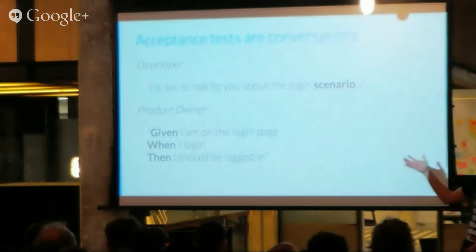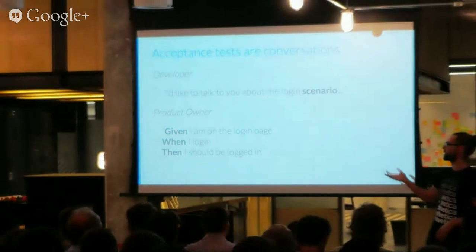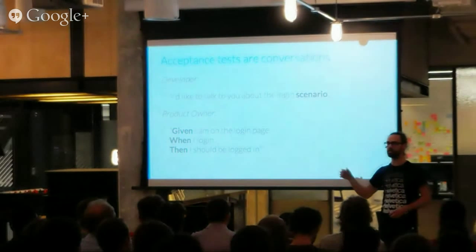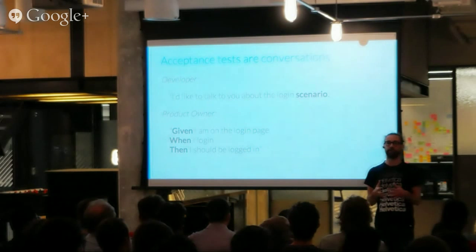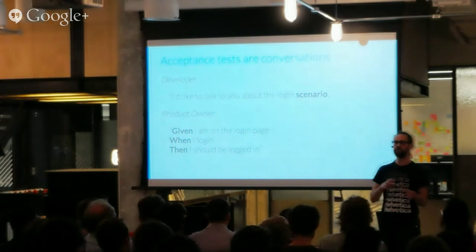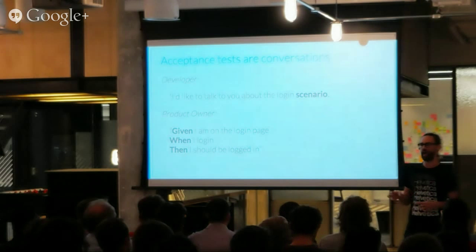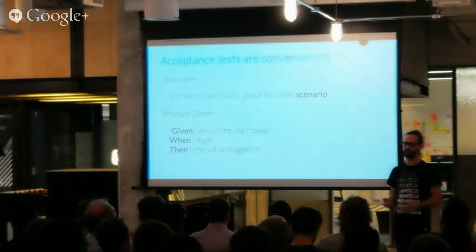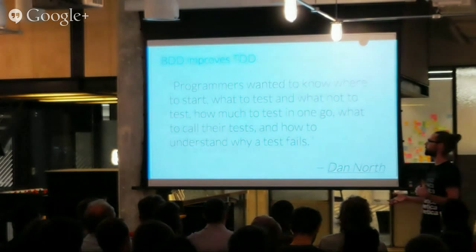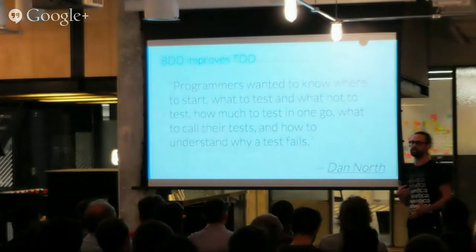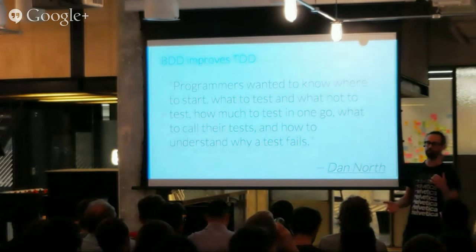This is a very contrived example. This is what happens in the happy path. But acceptance testing gives you a language where you can talk about edge cases and all the different outcomes that you expect in your app as you're working them out. And where does it come from? It comes from BDD, and BDD is an improvement on TDD.